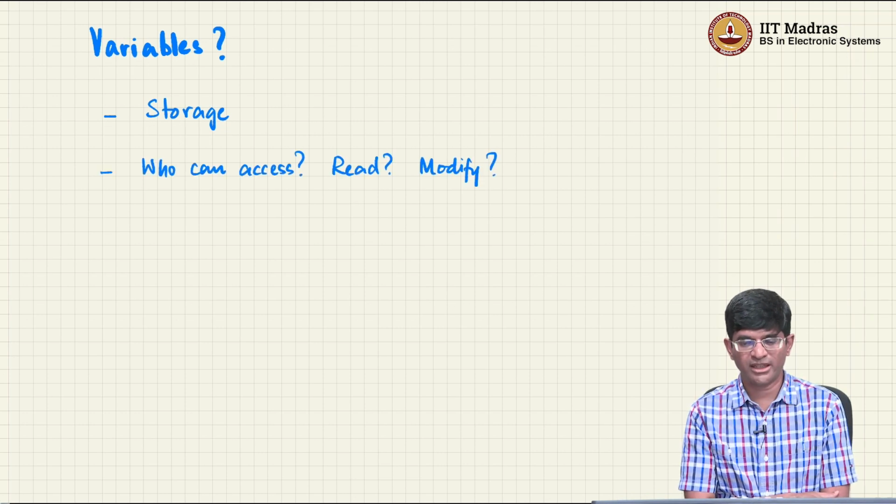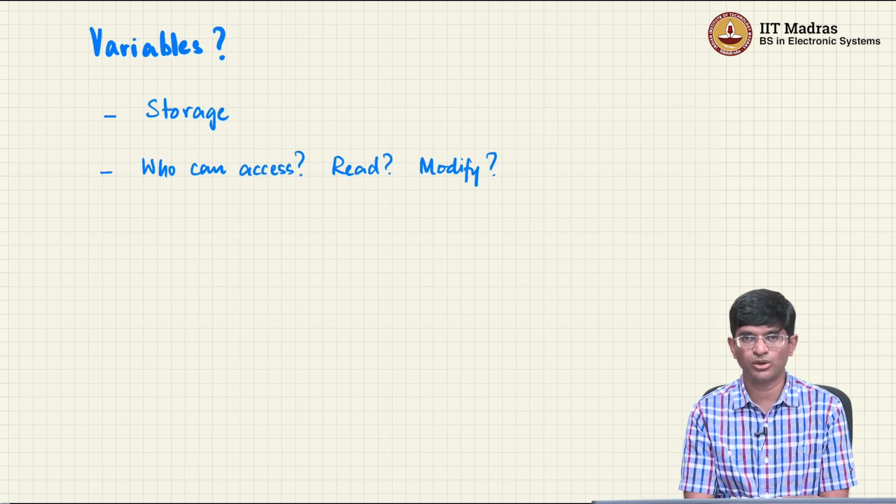But the moment you have variables and you have different blocks of code, some questions start to come up, right? Who is allowed to access that variable? Let's say that there are two blocks of code that you have written. Are both of them allowed to access the same variable? Which one is allowed to read the variable? Which one is allowed to modify the variable? Are they both allowed to do it? And so on.